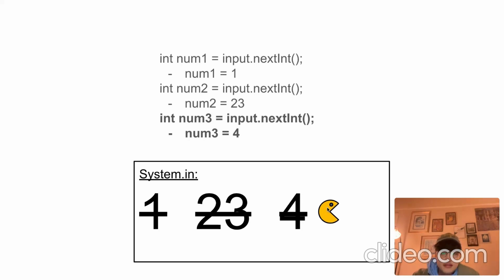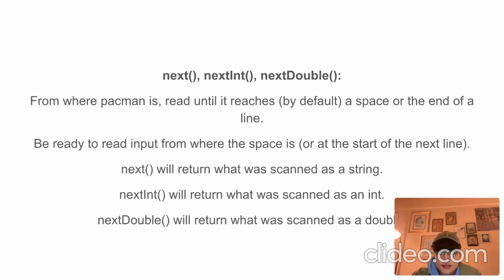So maybe if we inputted more stuff at the end of this line, Pacman would start eating. But as we'll cover in the next slide, usually once the user inputs this first line, we'll start entering more numbers on maybe another line. But these nextInt, next double, next methods cover that for us.